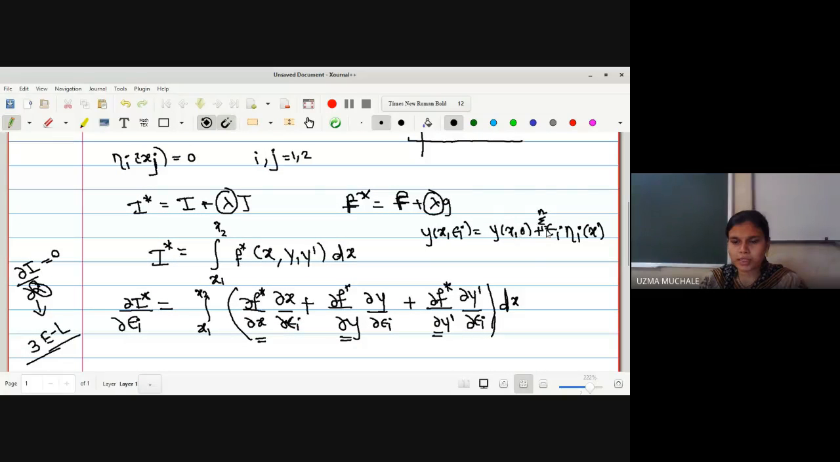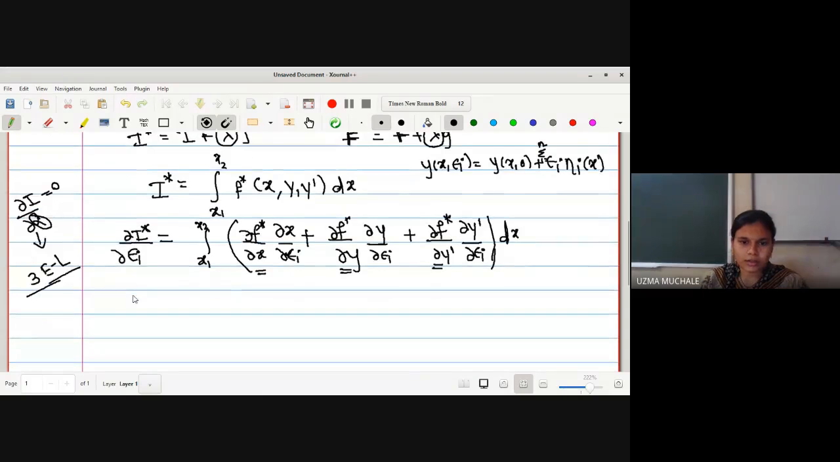y of x0 plus summation over i runs from 1 to 2 of epsilon i eta i of x. Okay, now what is the next step? This term we have to equate to 0. First derivative equated to 0, then we can find out the extreme. Integration x1 to x2 is equal to 0, as it is.